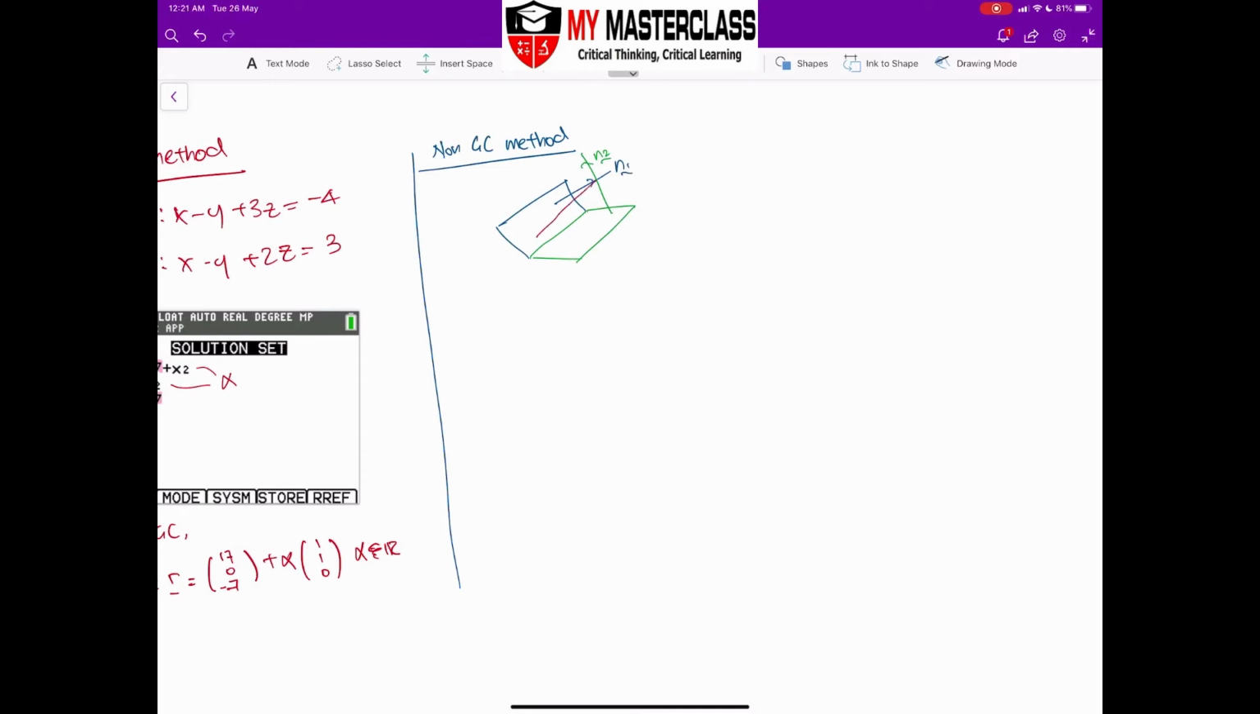Essentially, if you can visualize, you should see that this N1 cross N2 is actually parallel to the line of intersection. I repeat again. When you take normal 1 cross normal 2, the vector over here is actually parallel to the line of intersection, or the direction of the line of intersection. Essentially, we can say that the direction of the line of intersection is N1 cross N2.